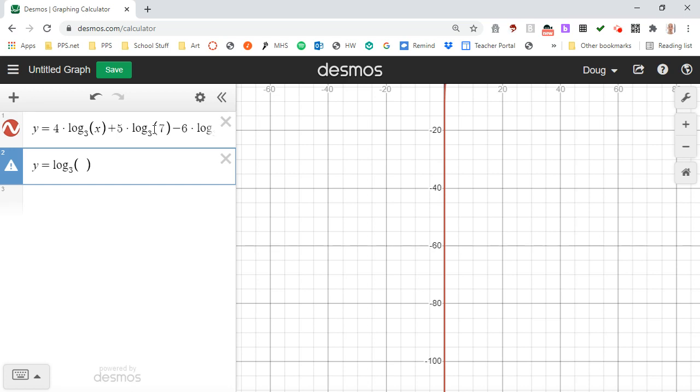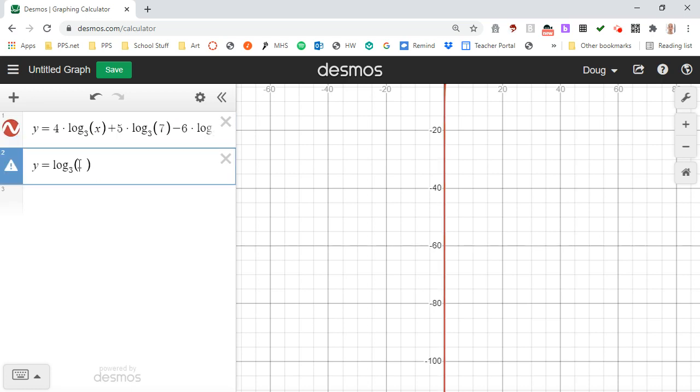I think... Oh, this should have been... No, I made y 7. Here it is right here. Y is 7.